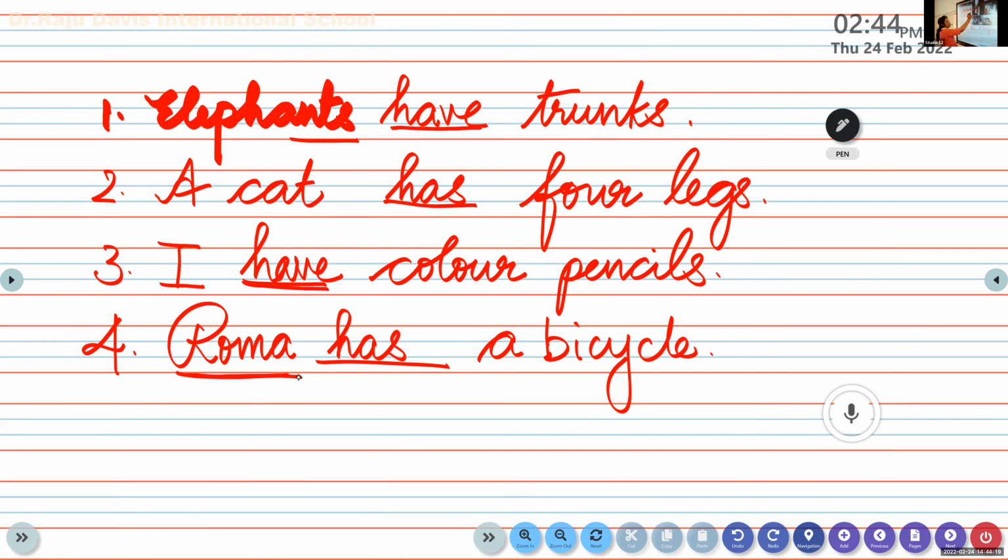Okay, so elephants, it is plural. So we have to use have. A cat. We are talking about a singular one. So we have to use has. I. So it is have. Roma, it is one person. So we have to use has here. Always look at the naming part in a sentence. The naming part always comes first. The usage of has and have depends on the naming part of the sentence. Okay, Aldrin. Now let's move on to one more sentence.